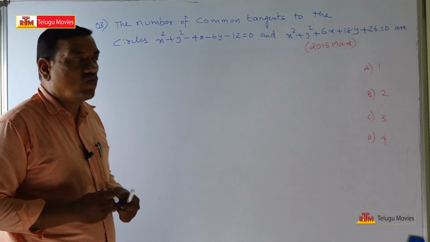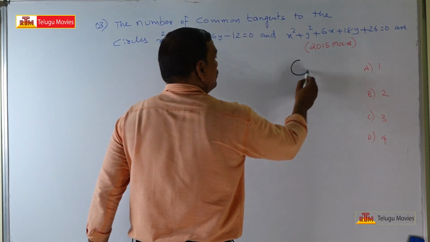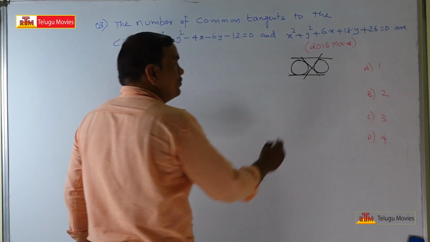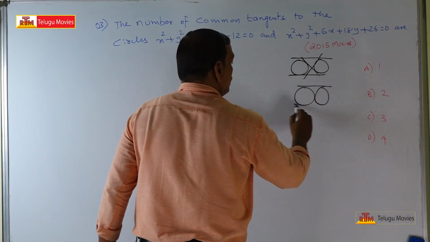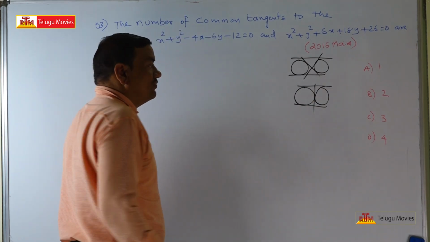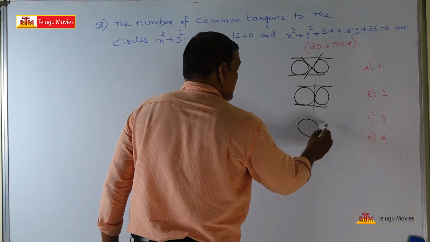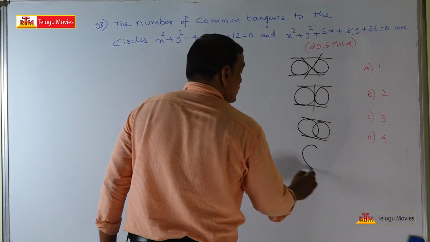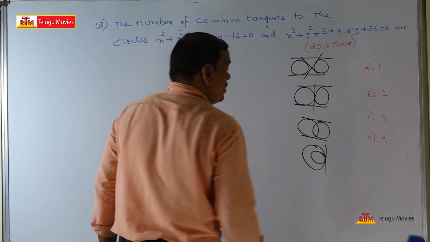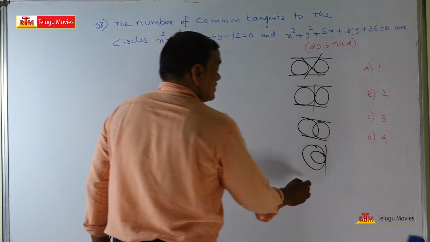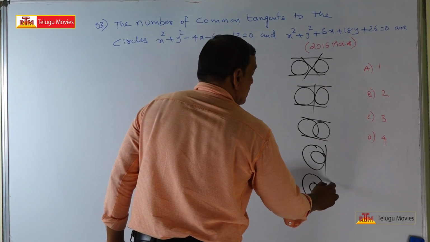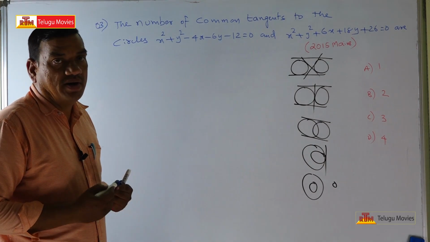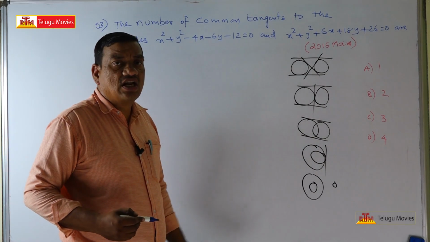As we know this type of concept, if 2 circles do not touch each other, we will have 4 common tangents. If 2 circles touch externally, we have 3 common tangents. If the circles intersect each other, we have only 2 common tangents. If 2 circles touch internally, we have only 1 common tangent. If one circle lies inside another circle, we have 0 common tangents. So for this, we also have various conditions.